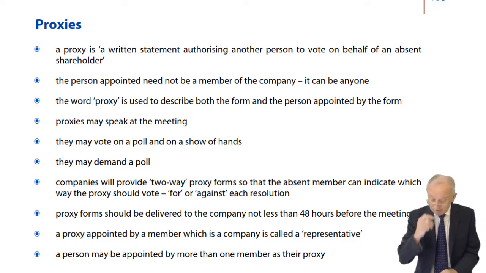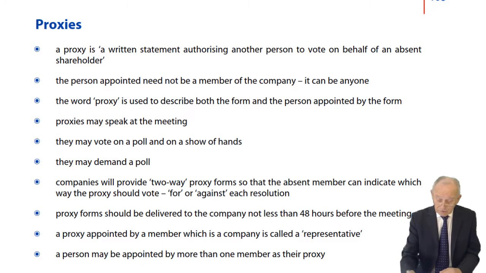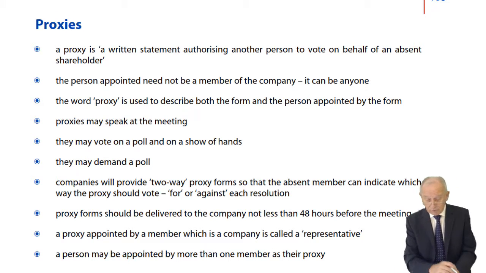A proxy then is a written statement. That's the proxy form, the proxy document, appointing a person, that's the proxy person, to vote on behalf of an absent shareholder. The person appointed doesn't have to be a member, it can be anyone. And the word proxy is used to describe both. Proxies may speak at the meeting. This is not unusual, it's new. It's an innovation. It's come about within the last 10 years.